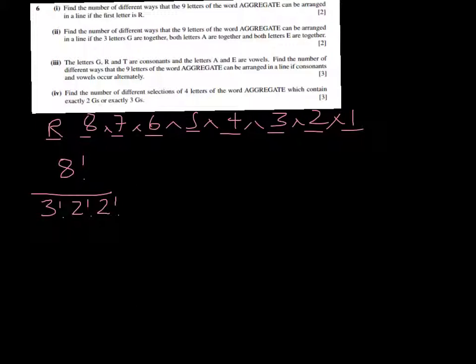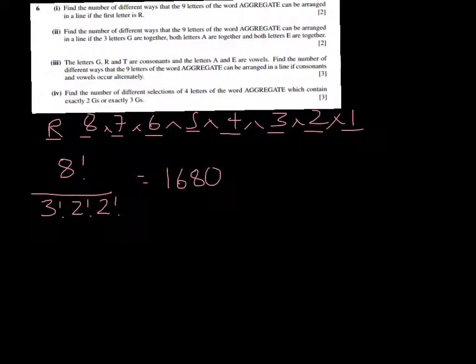And so all I do is just quickly check that all of that adds up to 9, which it does. Because 3 plus 2 plus 2 is 7, plus the 1 A, plus the 1 T and the 1 R makes 9 letters. So if you work that all out, you get 1,680 ways for part 1.